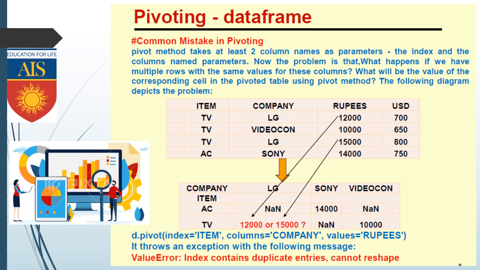Now here we can see that our first company, LG, has two different values, 12,000 and 15,000. So at the time of creating the pivot, we cannot decide which value will come first. So d.pivot(index='item', columns='company', values='rupees') throws an exception with the following message: ValueError, index contains duplicate entries, cannot reshape.